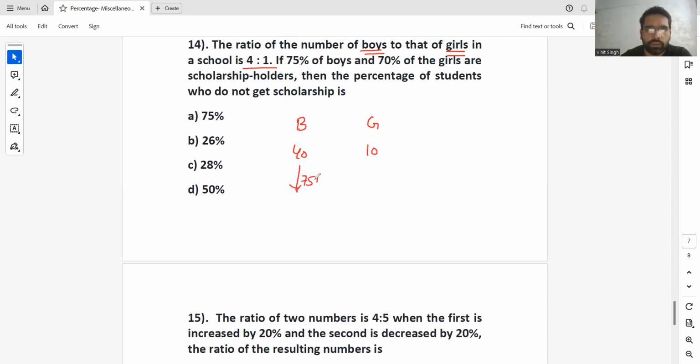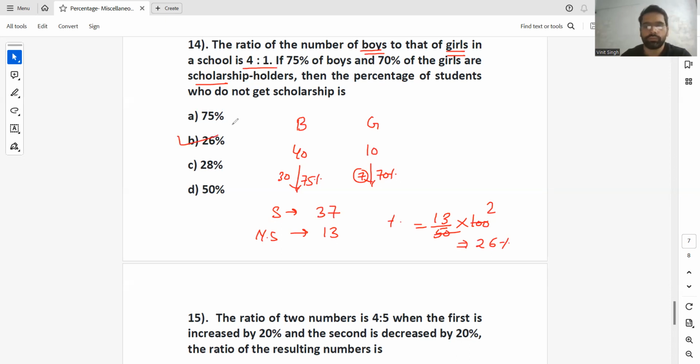75% of 40 is 30 and 70% of 10 is 7 are scholarship holders. So scholarship holders are 37 and non-scholarship holders are 13. So in percentage, 13 upon 50 into 100, which is equal to 26%.